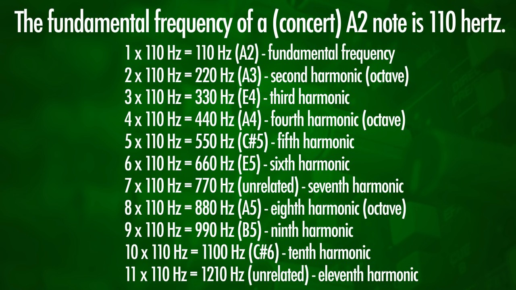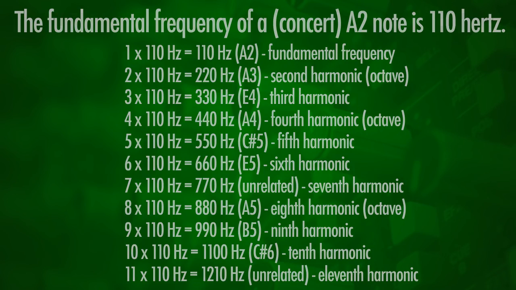The 7th is an unrelated pitch, and the 11th again is an unrelated pitch. And that simply means that our ears really can't relate a pitch to it. Let's take a listen at the harmonic scale of this A2 note.